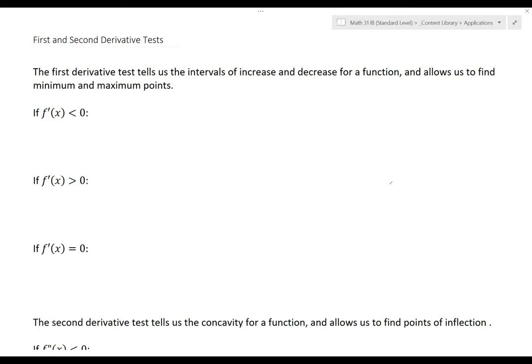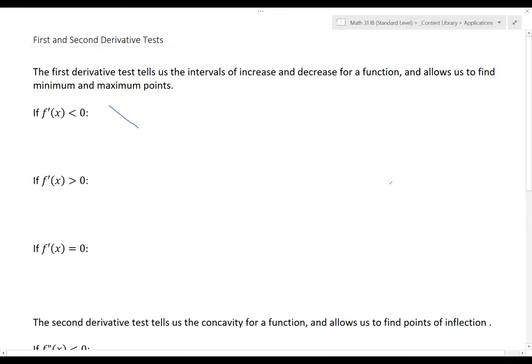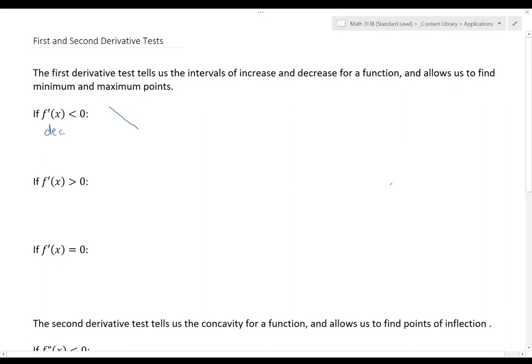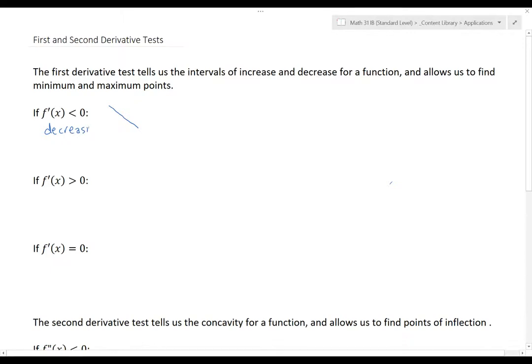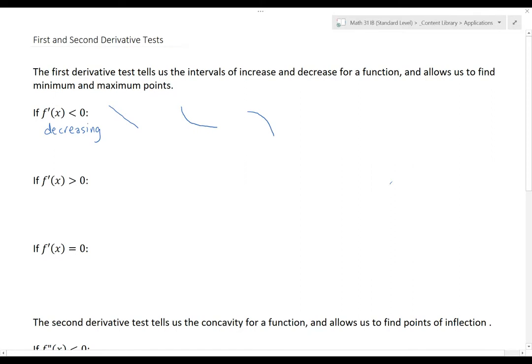So the first derivative tells us the intervals of increase and decrease for a function, which allows us to find minimum and maximum points. Basically, if the first derivative is negative, it's because the slope is negative, so the function is decreasing. It could be a straight line, like what I've drawn here, although normally our functions will be curves. So the curve could look something like this, or it could look something like this. But the point is the function is decreasing.